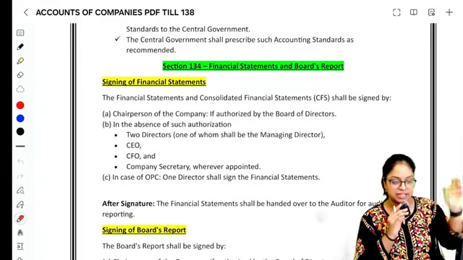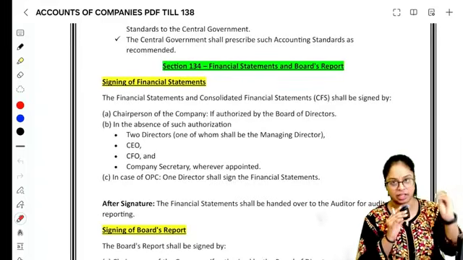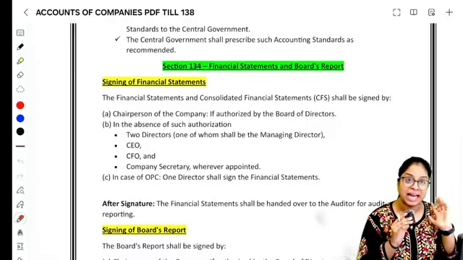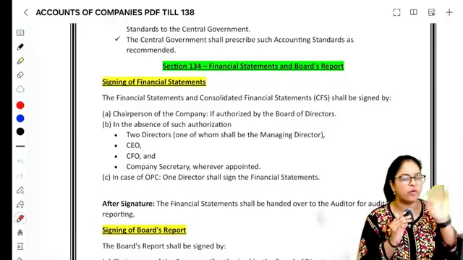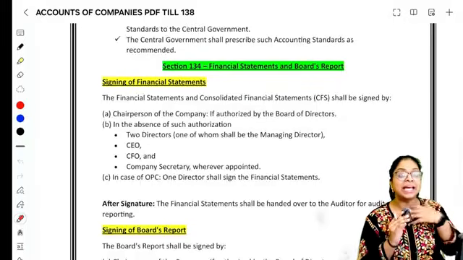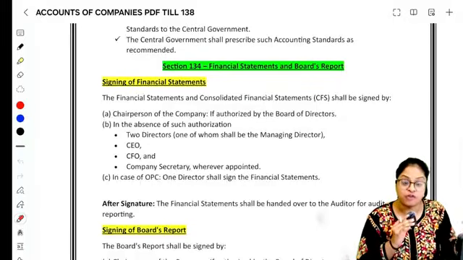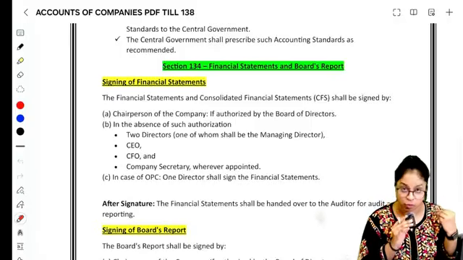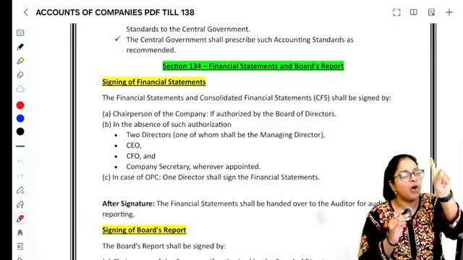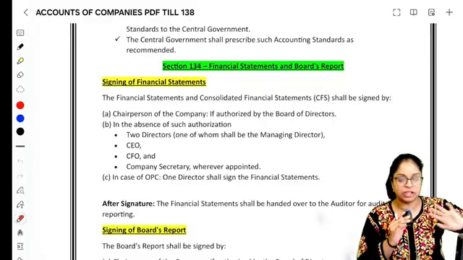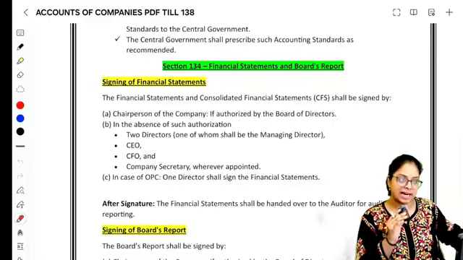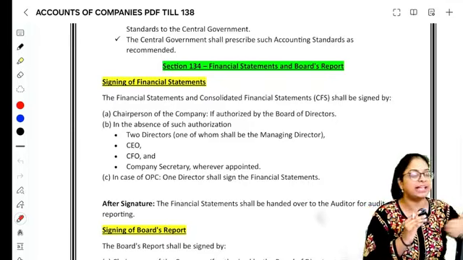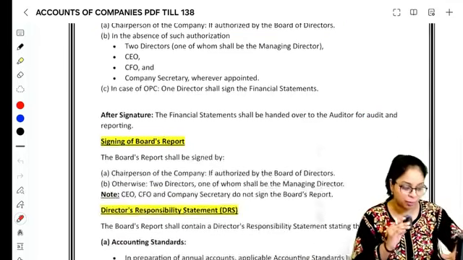So, if my company has a chairperson, the chairperson will sign the financial statements. In the absence of a chairperson, we will get it signed by two directors, one of whom should be a managing director. In case my company has a CEO, CFO or company secretary, I will get it signed by those people also. But if I am a one person company, one director's signature is more than sufficient, right? After signing, to whom will I hand over the financials? I'll hand it over to the auditor so that they can perform their audit and do their audit reporting.